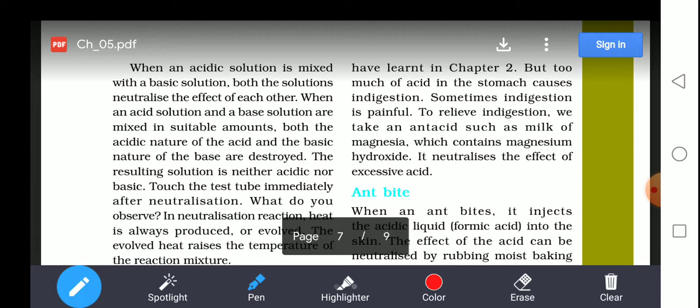You just touch the test tube. What do you feel? What do you observe? If you touch it immediately, you will feel that the temperature of the test tube is high. So what happened in this reaction? When acid and base are mixed together, simultaneously it produces heat as well as it forms water and salt. In this solution, dilute hydrochloric acid and sodium hydroxide are mixed together to form water, and salt is formed as well as heat is produced. If you touch the test tube, you will feel the temperature.